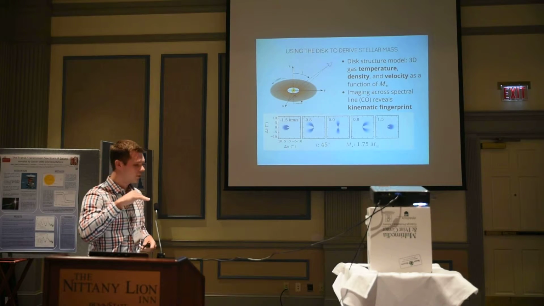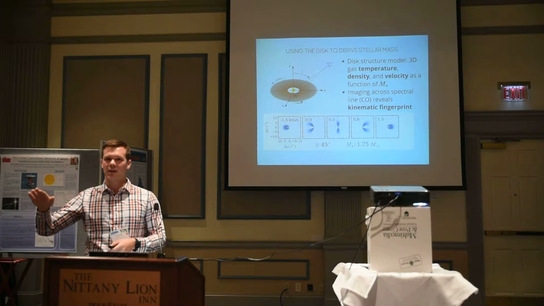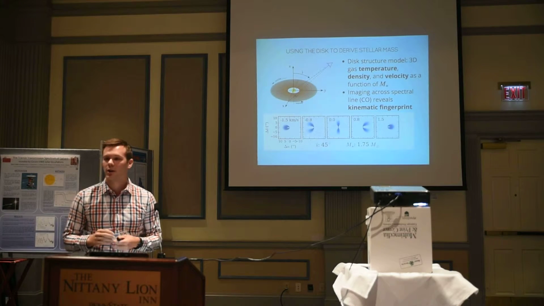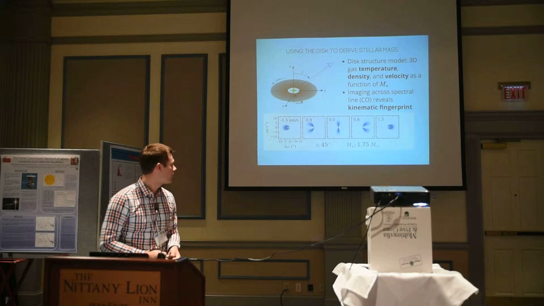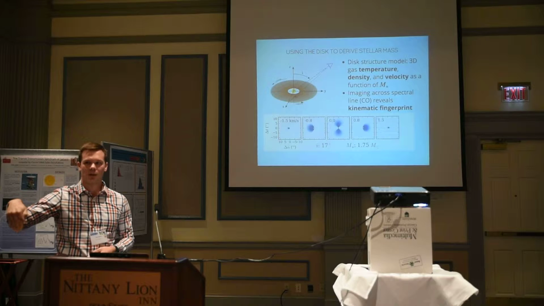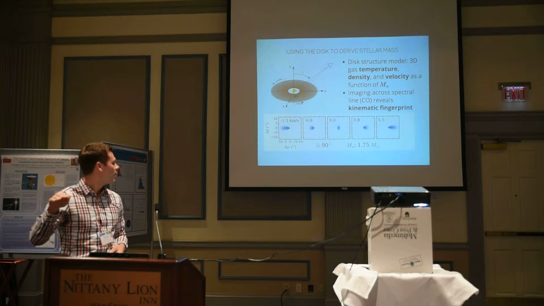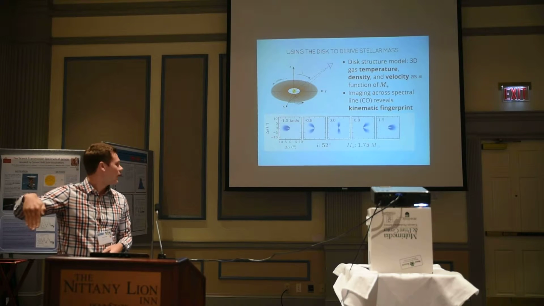So I'm going to play a little movie where I'm going to change the inclination of the disk from face-on to edge-on, and I'm going to change the mass of the star. You can see how this fingerprint changes. If we go onto a face-on disk, most of the emission is essentially concentrated. Go back to an edge-on disk, you can see things in profile. Now we'll go back to a 45-degree disk.